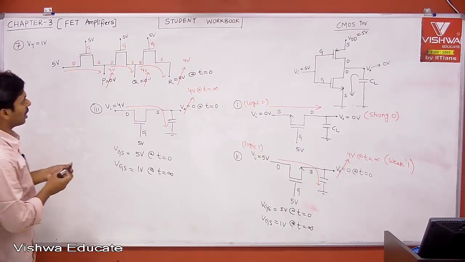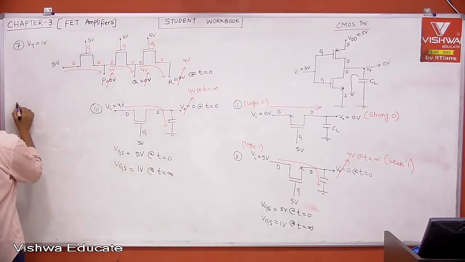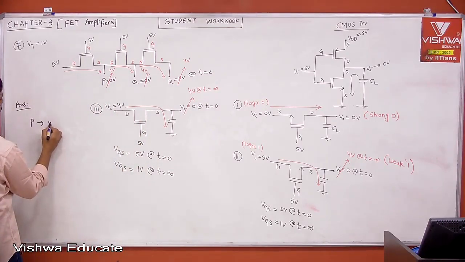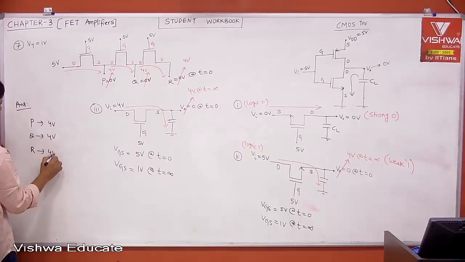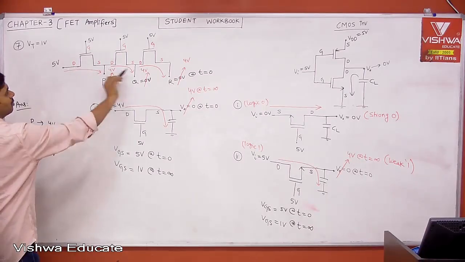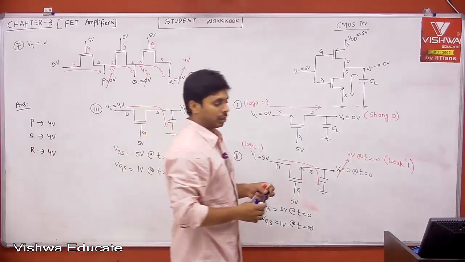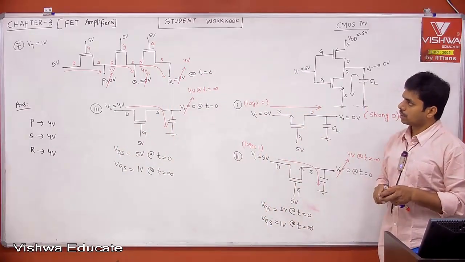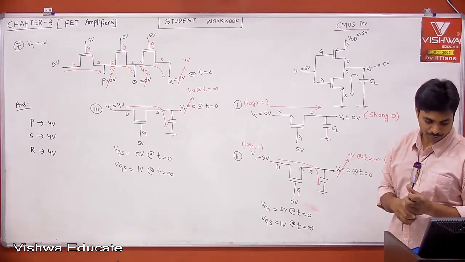Okay. Therefore, now tell me, what is the answer? Your answer is, your P will be 4 volt, your Q will be 4 volt, your R will be 4 volt. But you will not get 5 volt. 5 volt will not be passed, because this is weak 1. Your NMOS passes logic 1 in a weak manner. Answer is 4, 4, 4. Answer C.